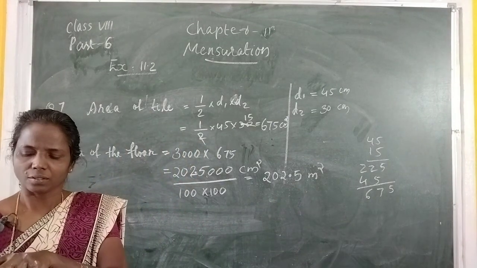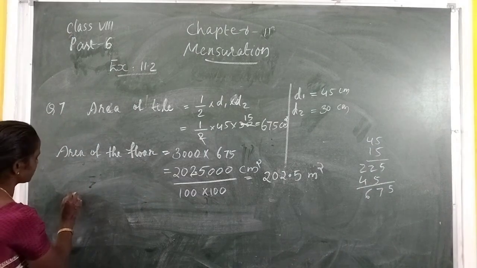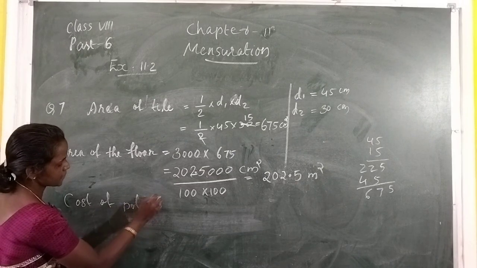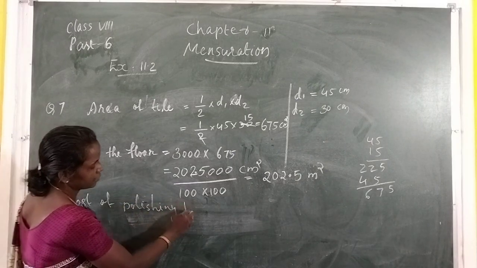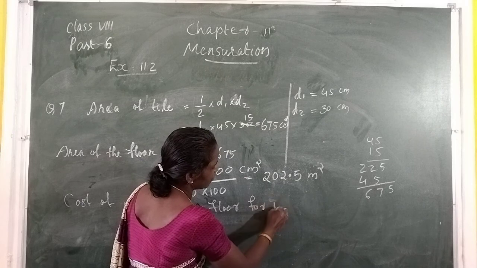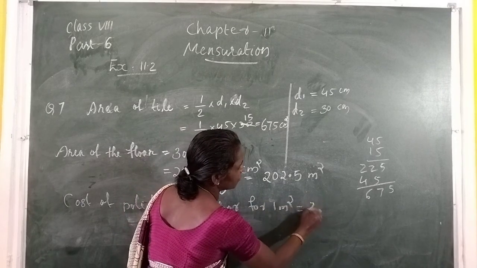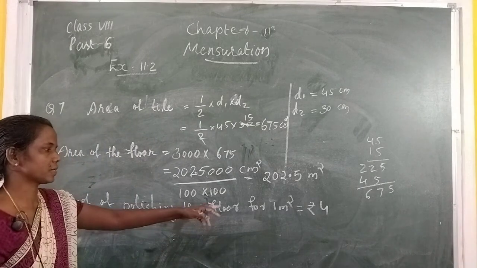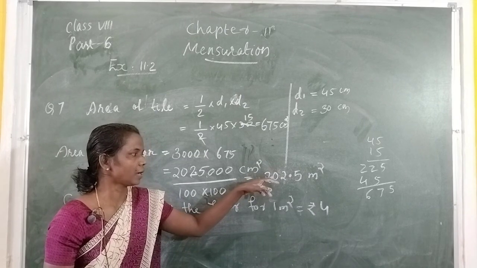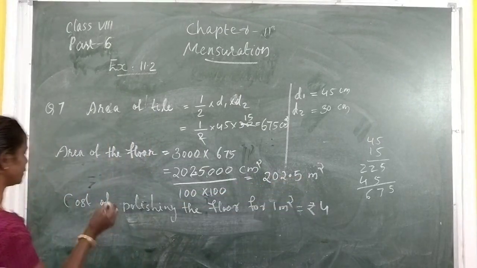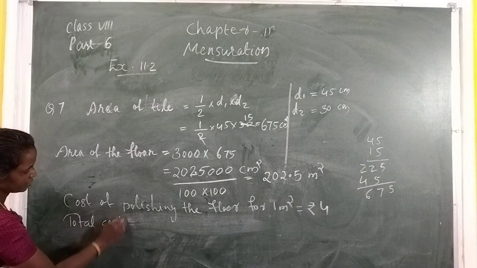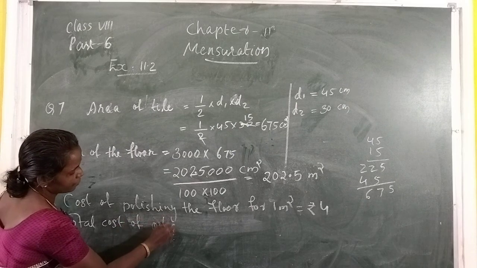So what is the question here? The cost of polishing the floor for 1 meter square is 4 rupees. So 1 meter square costs 4 rupees. Total how many meter square? 202.5 meter square. So find out the total cost of polishing the floor for 202.5 meter square.